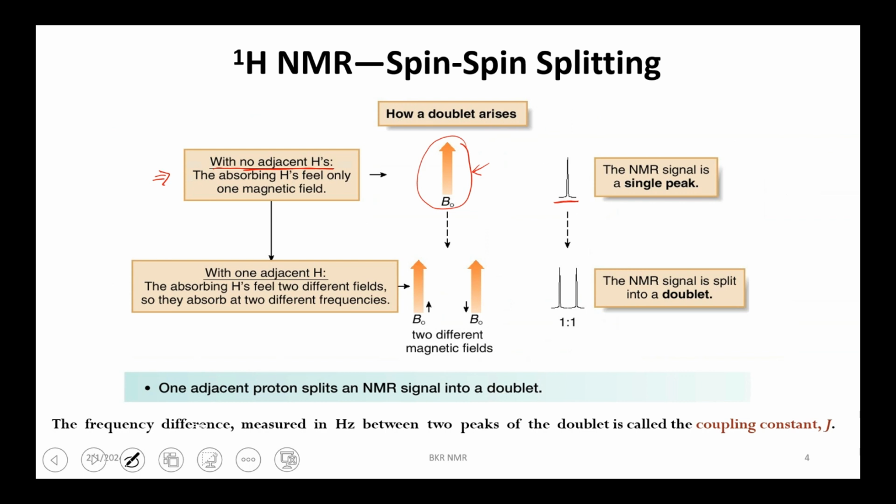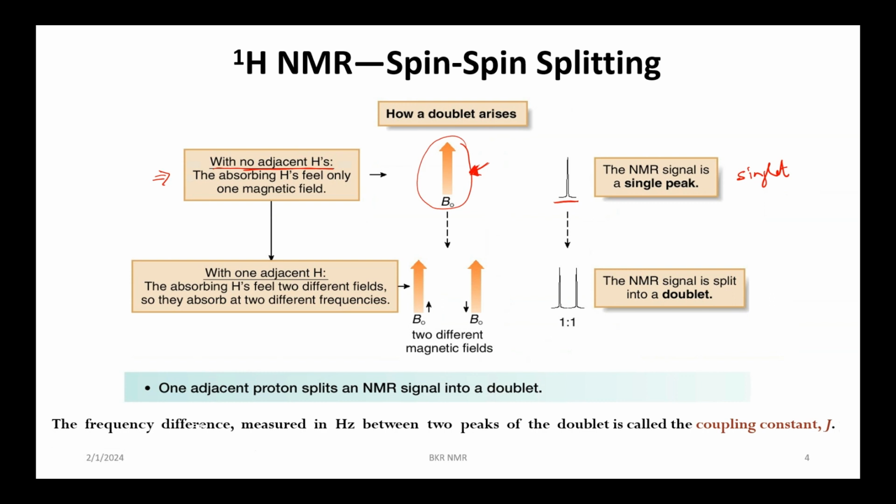In the absence of any adjacent hydrogens, the proton feels only this particular B0 field. There is no other field felt by it. So the signal is a single peak, and you get a singlet for this particular proton with no adjacent hydrogens.